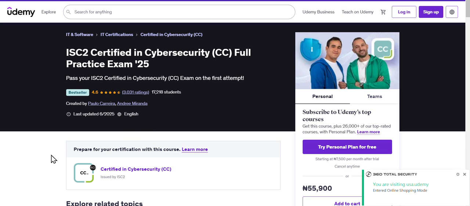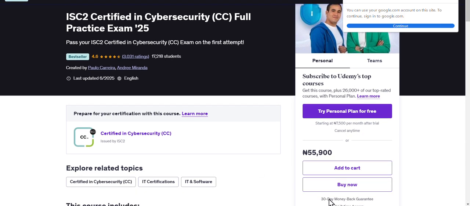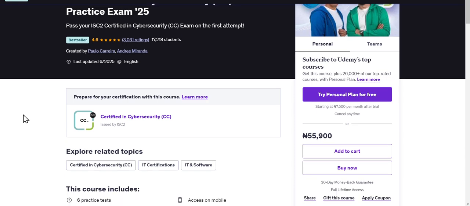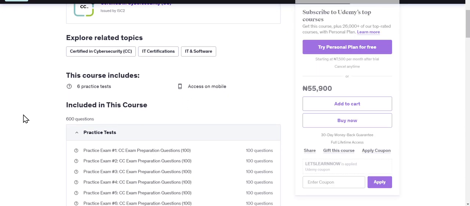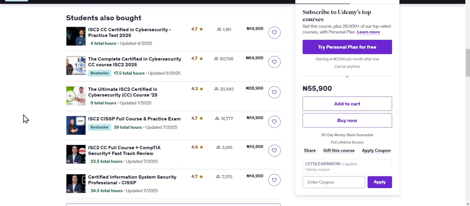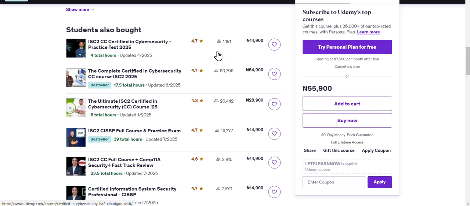So some of them, like this one, are too expensive. This one has C55. I think this one includes the training. Just look for the one that contains practice tests. Okay, this one is the full exam or something like that. I know there are some that are a few dollars or less than 10,000 naira, right? So just look for the cheaper ones. Okay, like I'm seeing this one, 14,000.